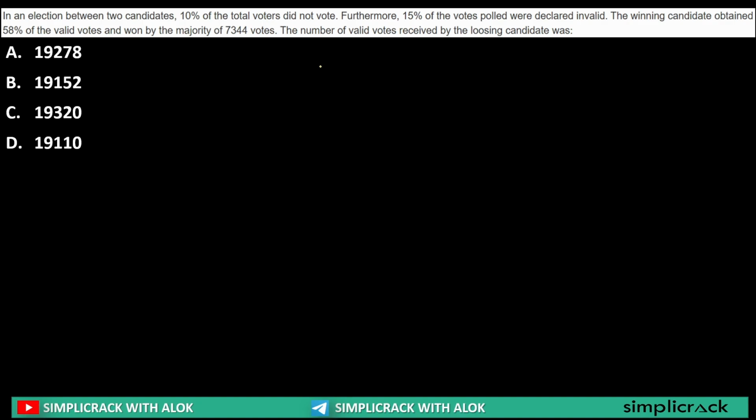Now see, for example, total number of voters are 100%. Out of this 100%, 10% did not vote. So total number of candidates voted is 90%, that is 900. Furthermore, 15% are invalid. So 15% of 900, that is 135 votes are invalid. So the total number of valid votes are 765. Clear? Yes sir, it is clear.